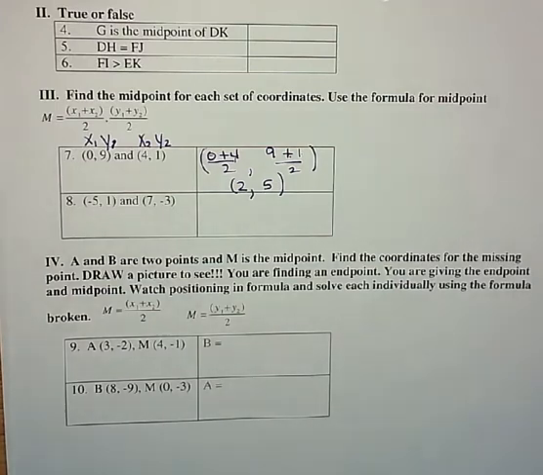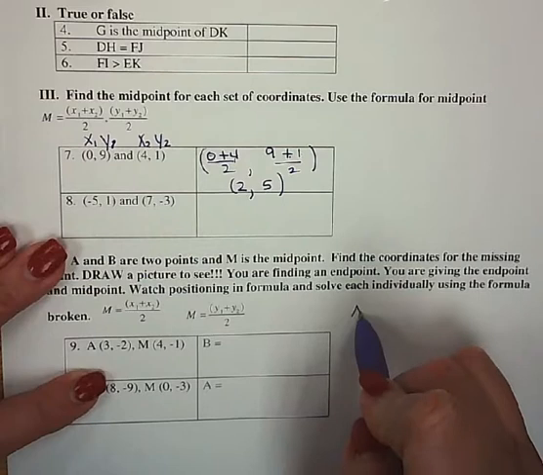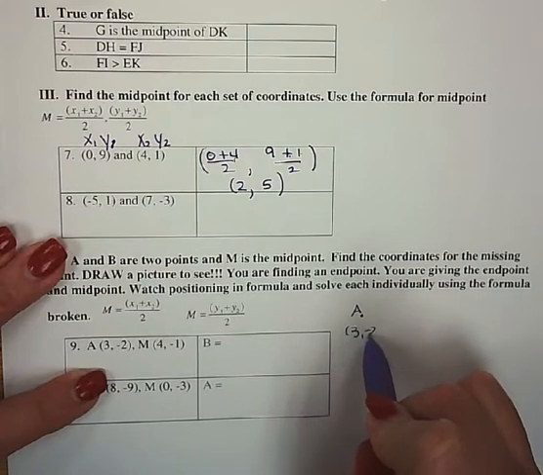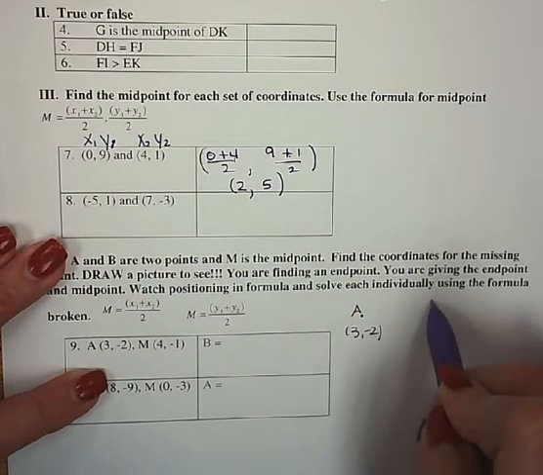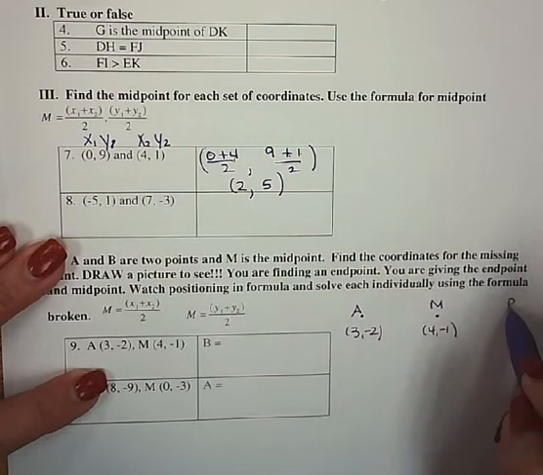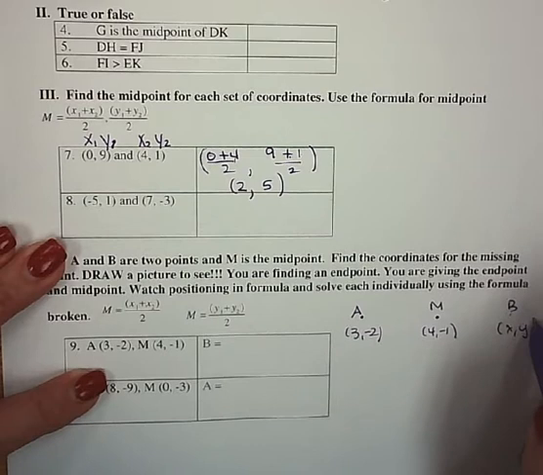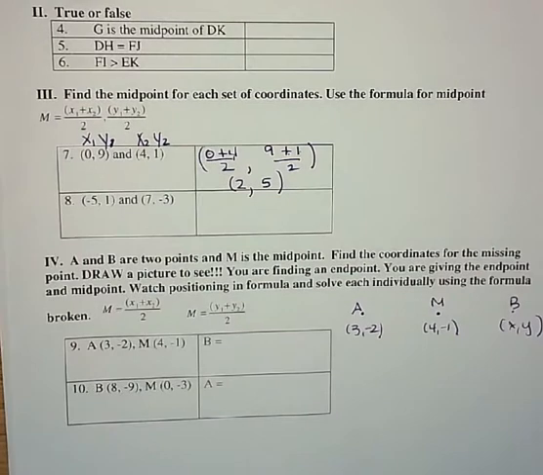On number 9, I have this point A right here, which is at 3, -2. I have my midpoint of it here at 4, -1. And then I've got some point over here, I don't know what it is, but it's X, Y. We know that the midpoint means it's in the middle, and it's equal from A to M and from M to B.